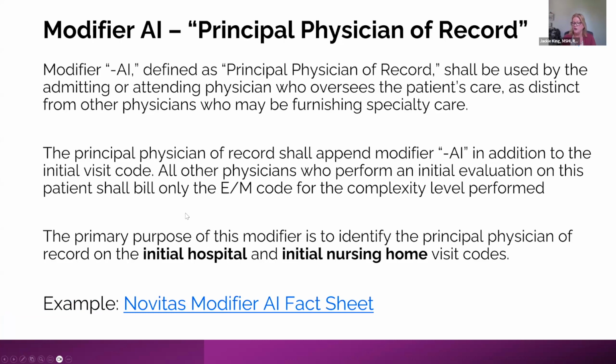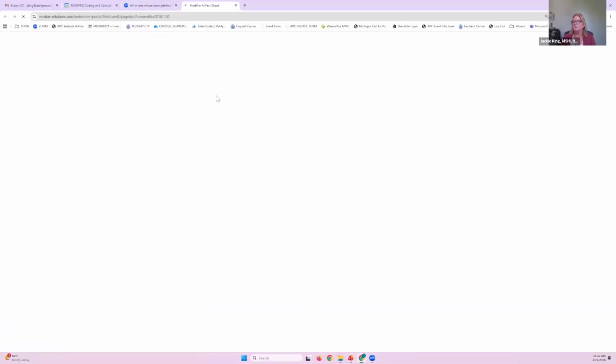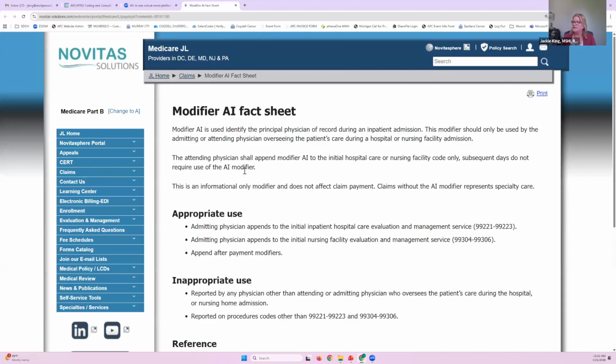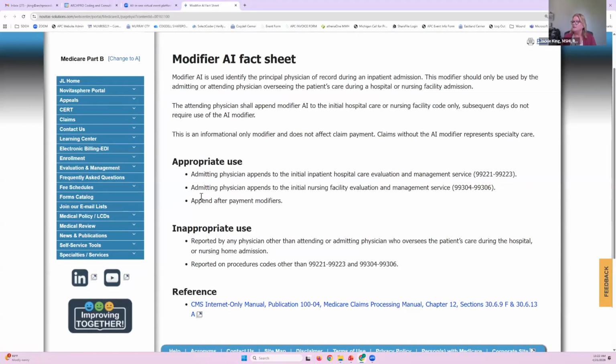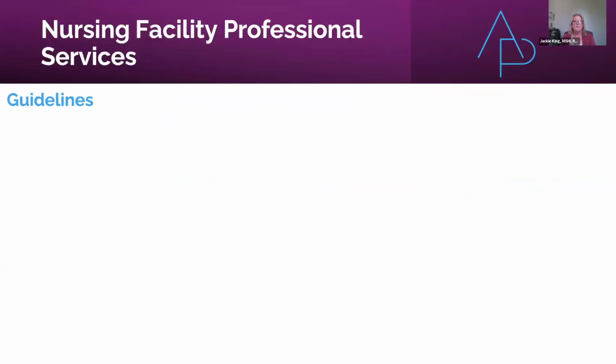And here is a Novitas modifier AI fact sheet that you can kind of peek at to read through this if you've never heard of it, because it's kind of an old one. So it does say the appropriate use is admitting physician to an inpatient hospital or admitting physician to an initial nursing facility. It gives you your CPT codes. Okay. All right. More guidelines.